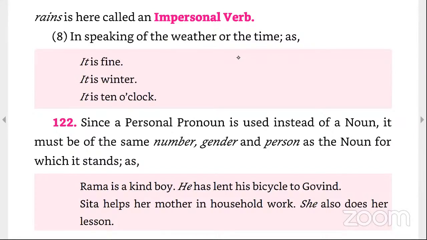You see here that we are matching he with Rama because Rama is a boy. So this is matching with gender. Rama is a single individual, so we are using he, not they. So this is matching of number. And Rama is the third person, so we use the third person pronoun, not I or you. In this way, this is called matching. In English grammar, we call it rules of agreement or rules of concord, where these three things must match.